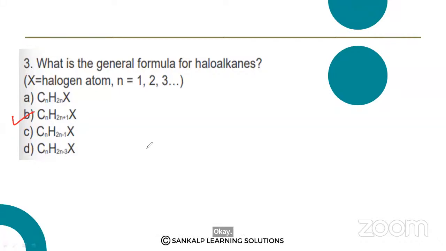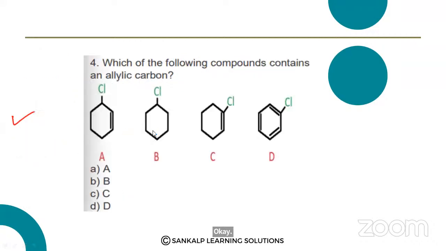Next question. Which of the following compounds contains an allylic carbon? These are the four options. Please go through the options and tell me. Allylic, vinylic, don't get confused. What is allylic? What is vinylic? You have to tell which among the following is an example of a compound containing an allylic carbon.